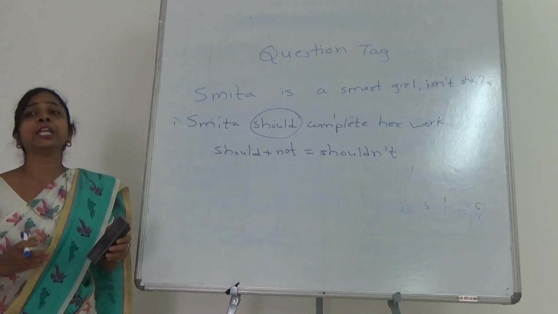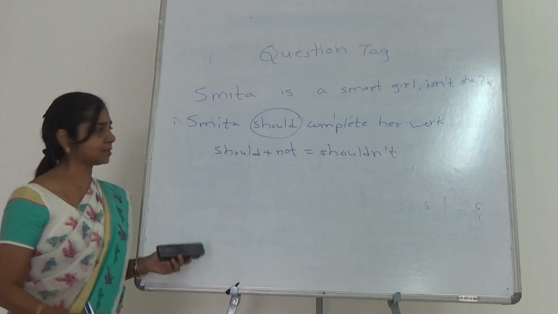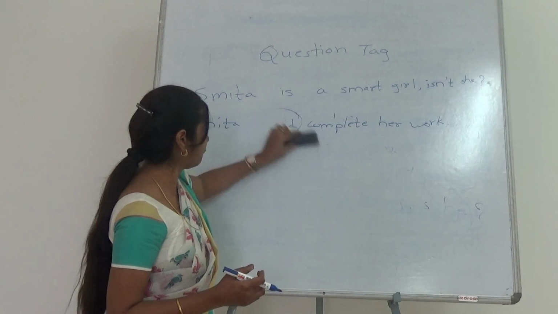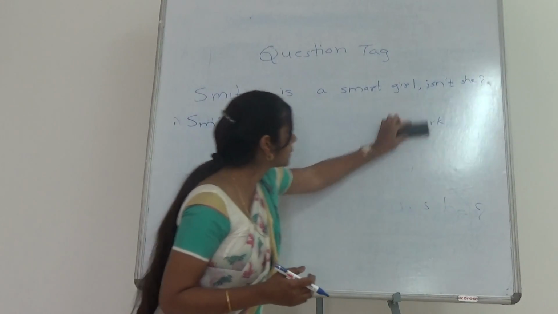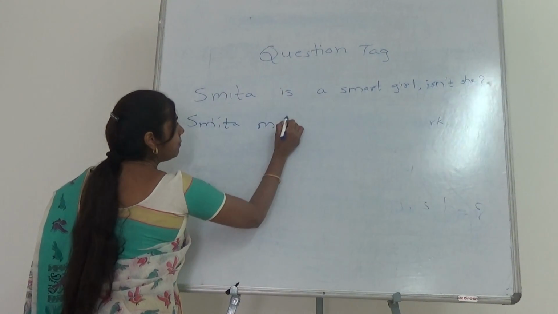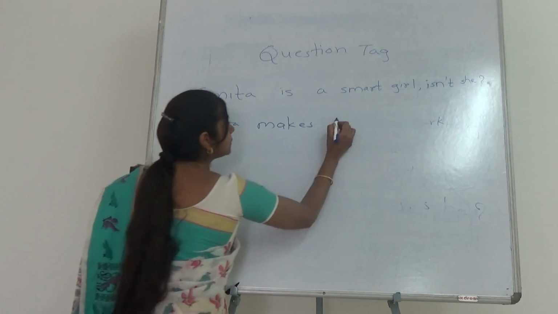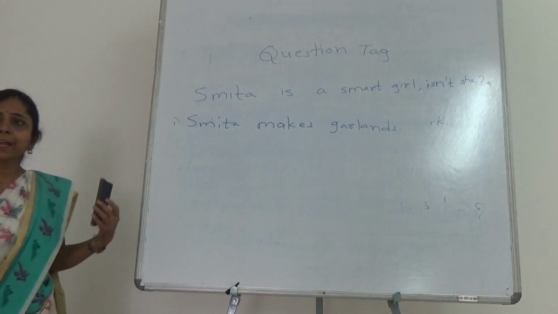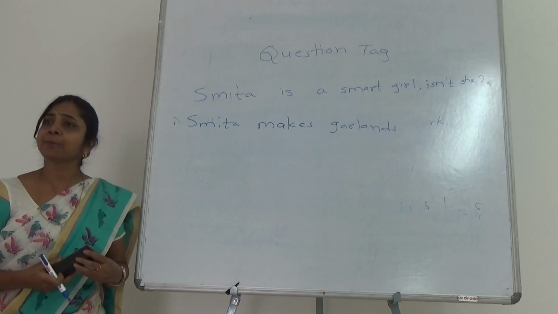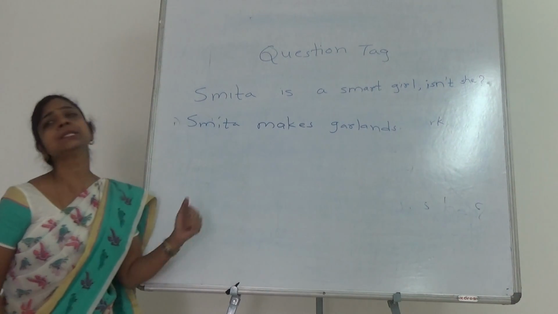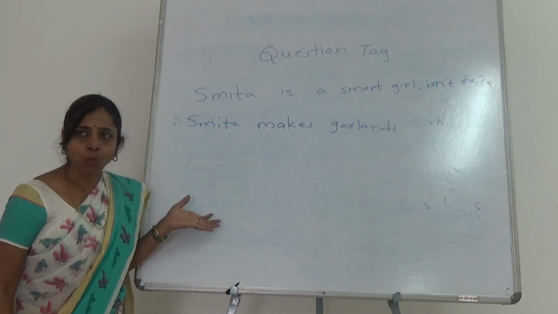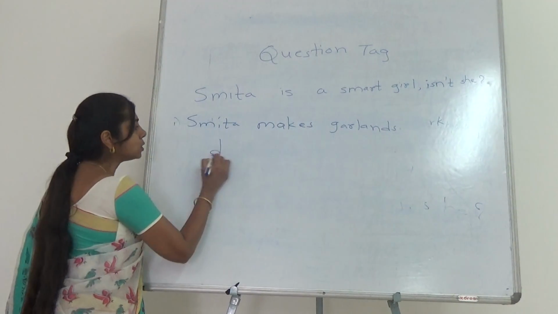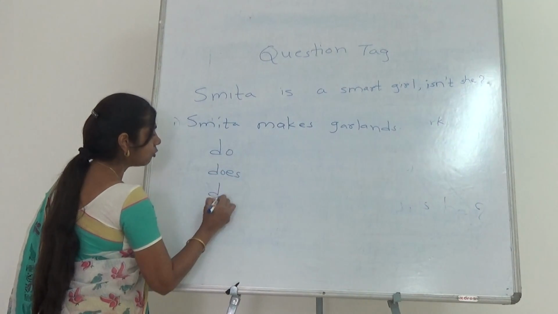Now, what if there is no auxiliary verb in the sentence? Many a times this makes us difficult how to add the tag. For example, Smita makes garlands. Now, as I have already mentioned, you have to take the helping verb out. Now, there is no helping verb in this sentence. So, what to do? Whenever there is no helping verb in the sentence, remember, you can use do, does, or did.